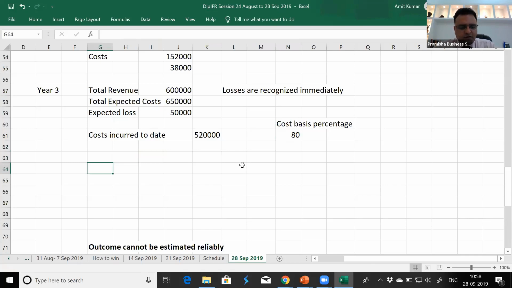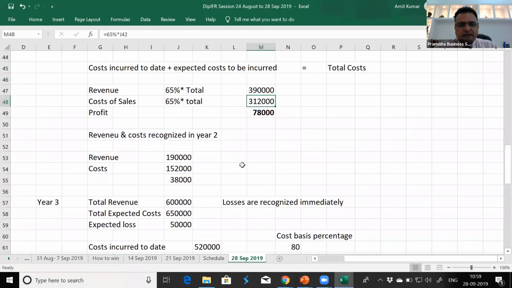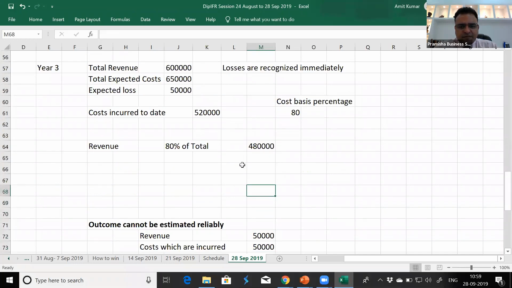So how much revenue we can recognize till date? Revenue we can recognize till date is 80% of total, which will be equal to 80% into 600,000. How much we have recognized till date? We have recognized revenue of 390 till date. So this year we'll be recognizing the difference.